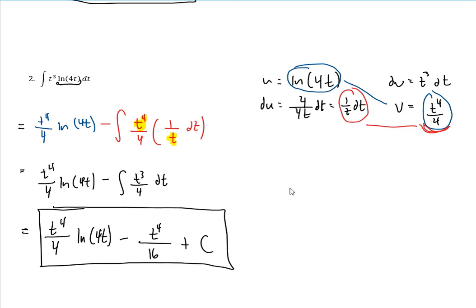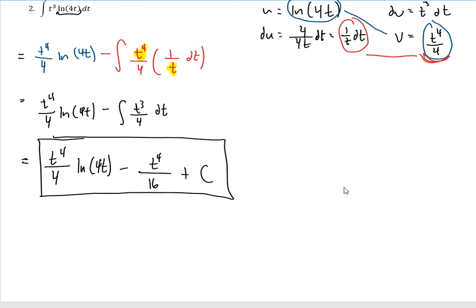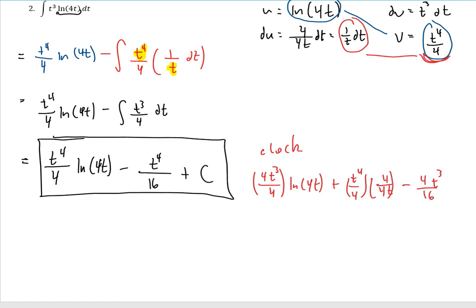Okay, and again, real quick, check. So we are done with these ln's, but let's check it real quick. Okay, so this also requires the product rule. We would have 4t cubed over 4 times the natural log of 4t plus, okay, just the first one, just the t to the 4 over 4 times the derivative of the natural log of 4t, which would be 4t in the denominator, 4 in the numerator. And then minus, doing the power rule to this, it would give us 4 over 16 and then t cubed. So I'm doing my derivative power rule. And then now let's see what simplifies.